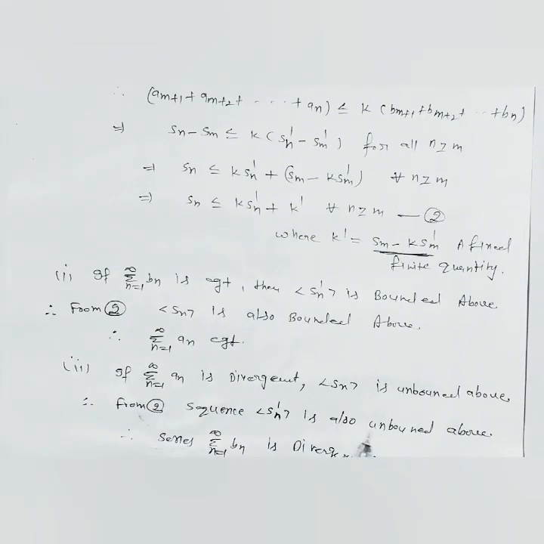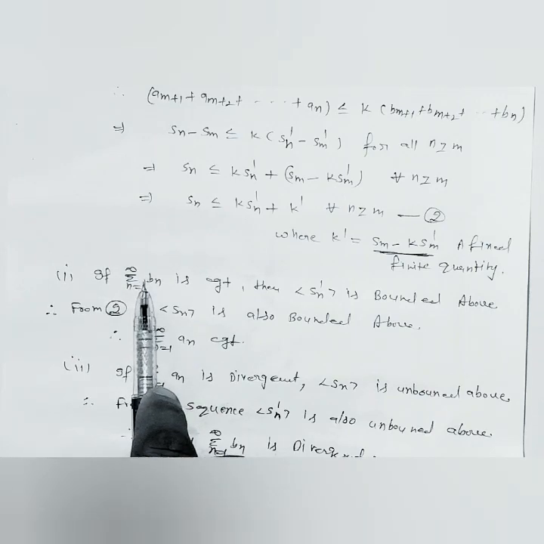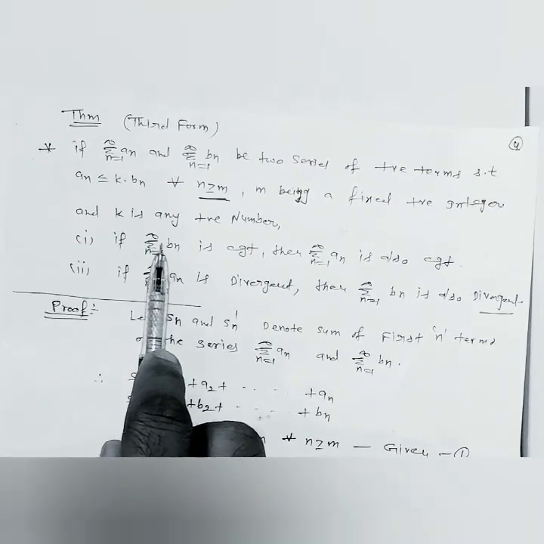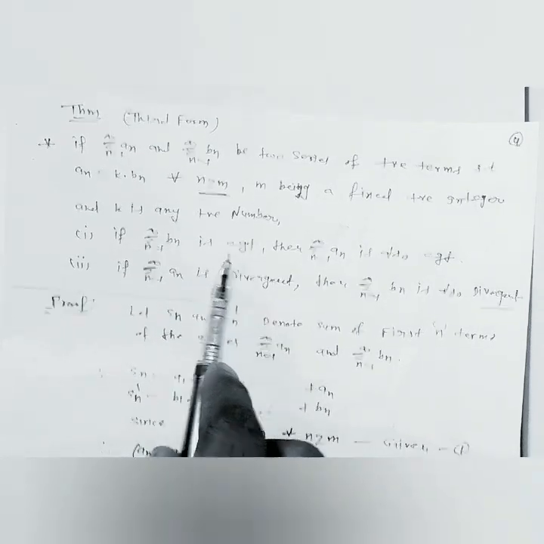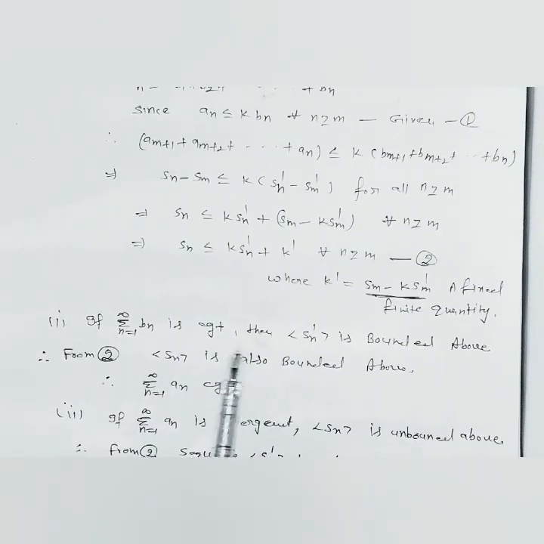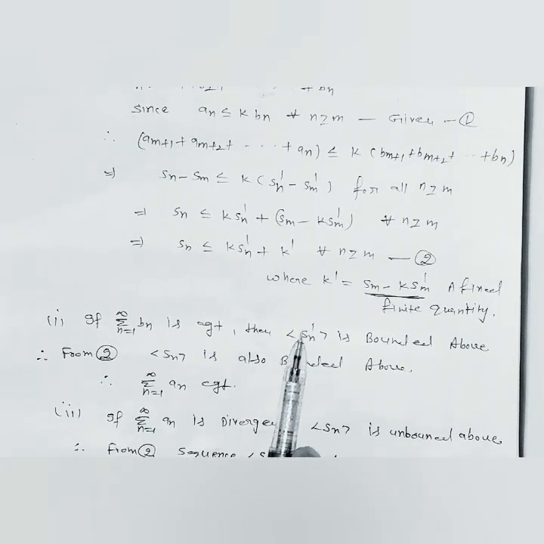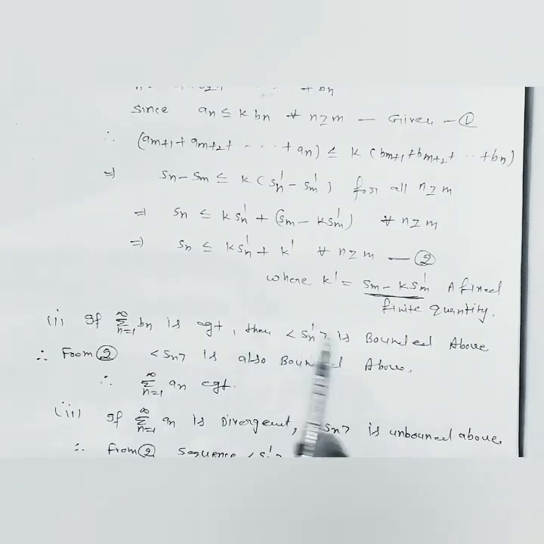Now part first: if summation n equal to 1 to infinity bn is convergent, then if any series is convergent, the sequence of its nth partial sums will also be convergent. And any sequence, if it is convergent, then it is bounded. If it is bounded, then it is bounded below and also bounded above. So the series is convergent, so Sn dash is bounded above.